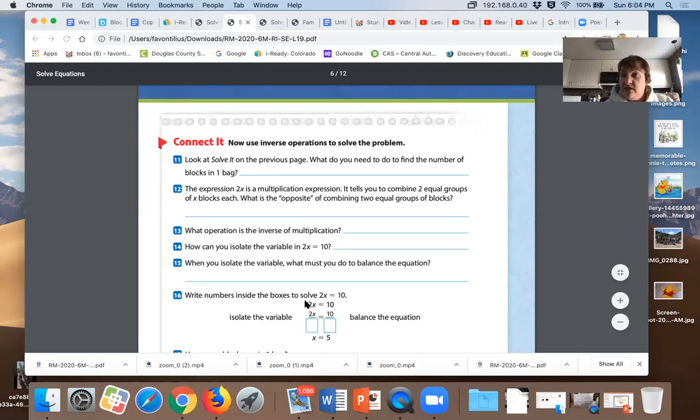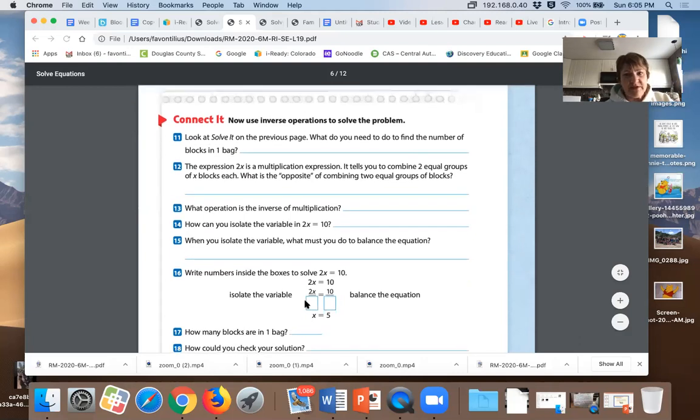What operation is the inverse of multiplication? Number 13 there? Of course. Write this down. You know already it's division. And how can you isolate the variable in 2x equals 10? Well, you have to divide what? Did I hear you say you have to divide by 2 on the left side and the right side? Because you have to get to x by itself, and since it's 2 times x, you have to divide it by 2. And don't forget, you got to do it to both sides.